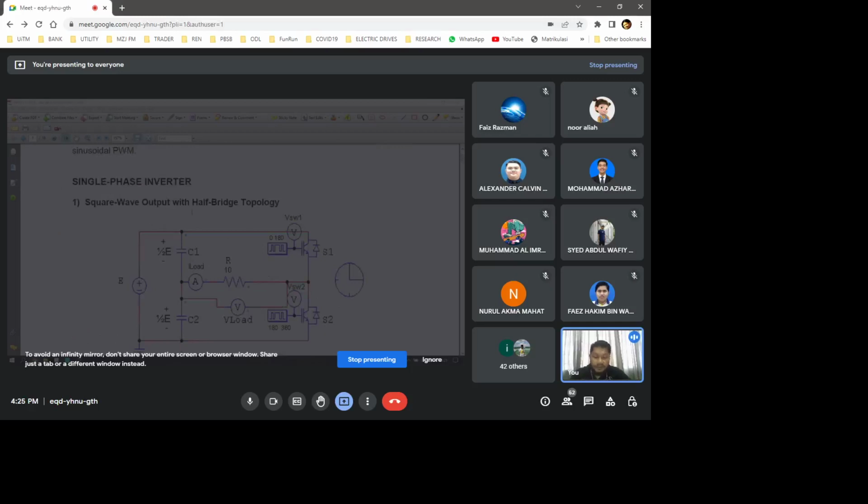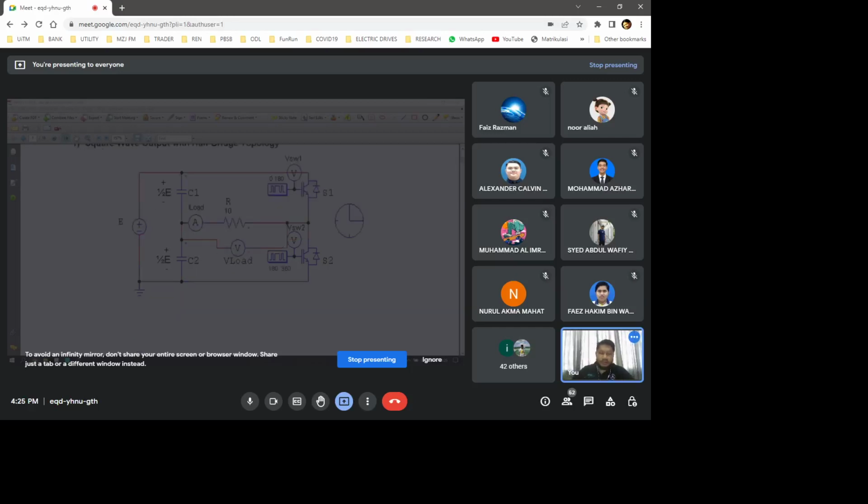Probably a few of you have watched the video. So this is the first, half bridge topology. So how does the circuit work?